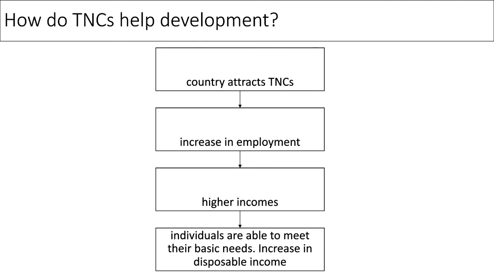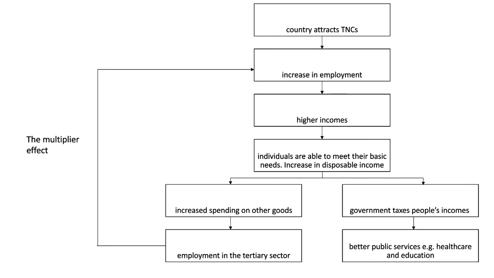Right, so some countries are able to attract TNCs, but how do TNCs help countries develop? Well, if a country can attract a TNC, it leads to an increase in employment. If more people are employed, they've got jobs, they'll have higher incomes, which means they're able to meet their basic needs, and they'll also have an increase in disposable income. But actually, it's a more positive story than just that, because we get a multiplier effect. A multiplier effect is where one positive thing leads to another positive thing.